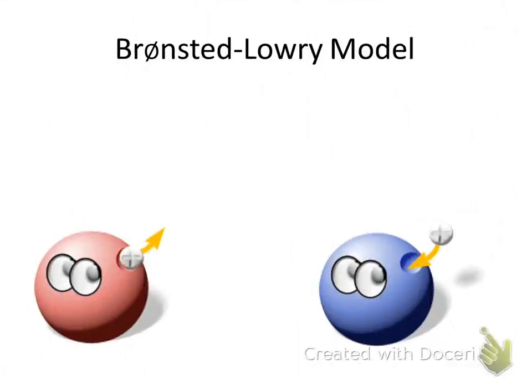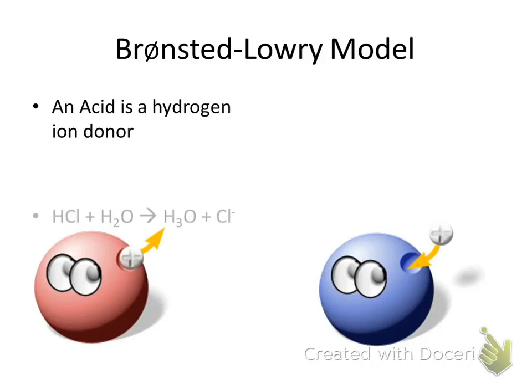Now the Brønsted-Lowry model. Brønsted-Lowry pays attention to the hydrogen ion exclusively and wants to follow what happens to that ion, or that proton. Brønsted and Lowry were 2 chemists that were working independently of each other but came to the same conclusion, so they're both given credit for this model. They say that an acid is a hydrogen ion donor, which means that if you have a compound that's releasing a hydrogen ion, or that proton, it's going to be an acid.